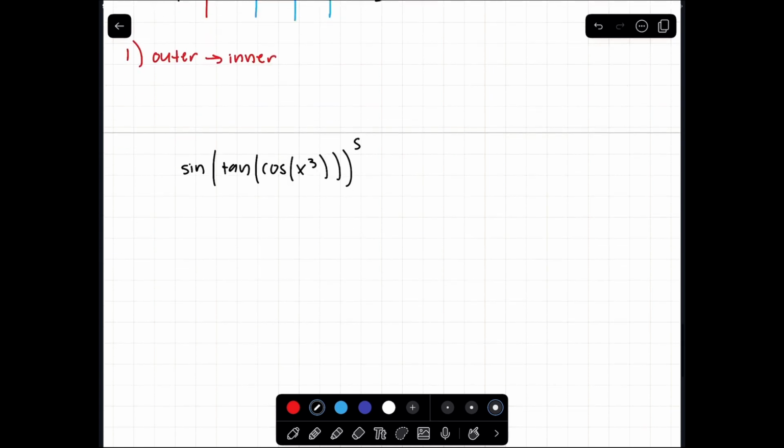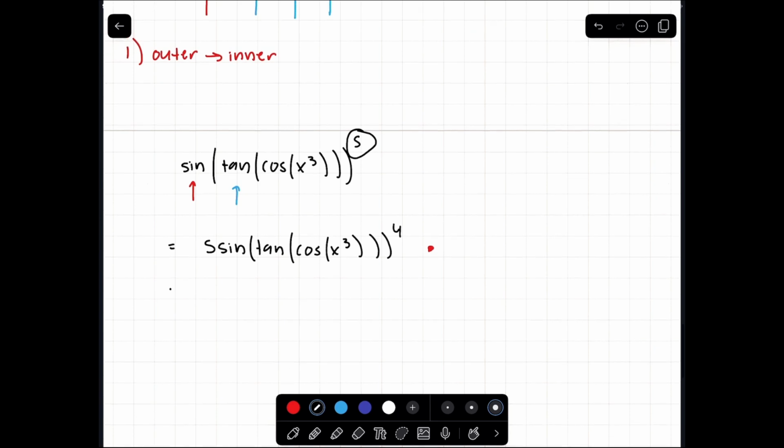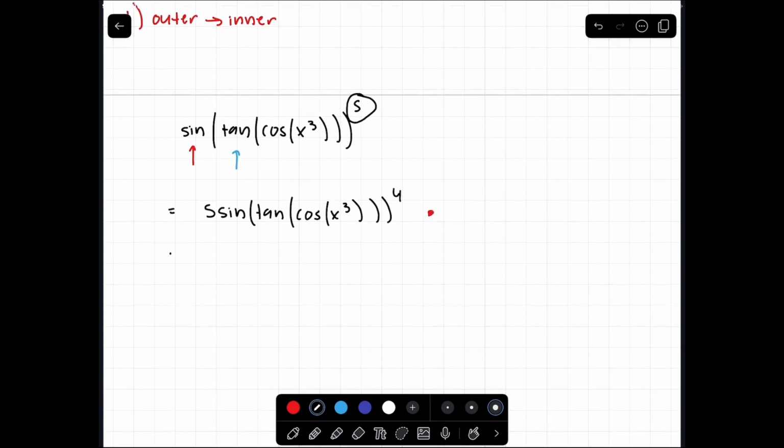So let's take this derivative first, starting with our outside: 5 sine tangent cosine x cubed to the fourth. And then let's move down. My next line is going to be my next derivative, so you guys can better see which line I'm taking the derivative on. So next one, we're taking the derivative of tangent, or sorry, taking the derivative of sine.